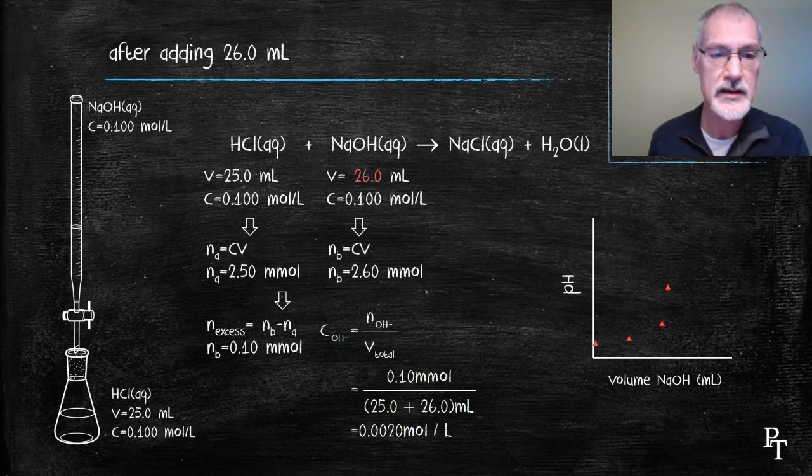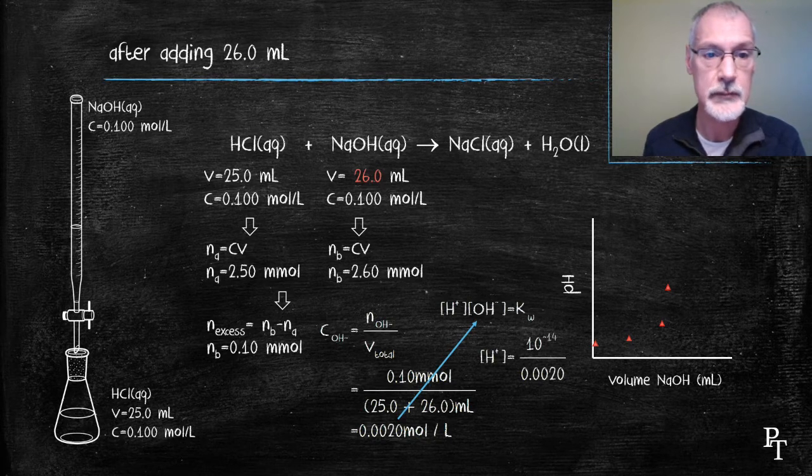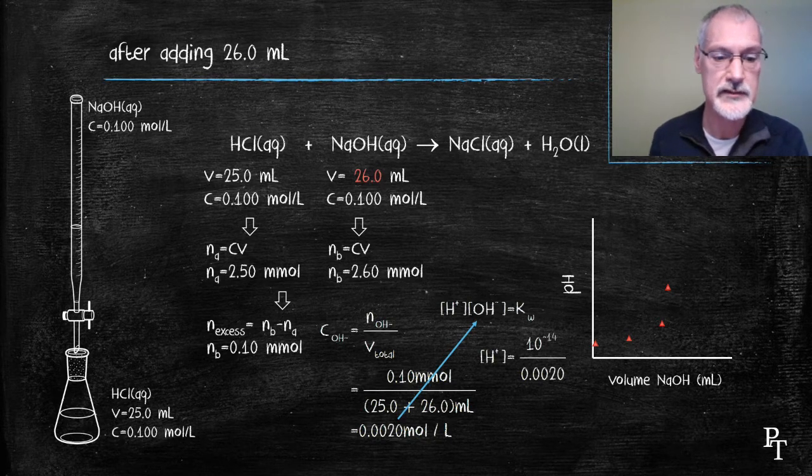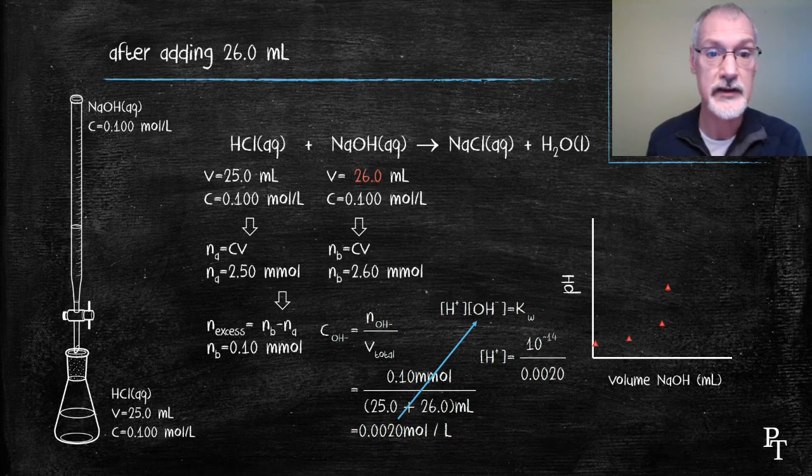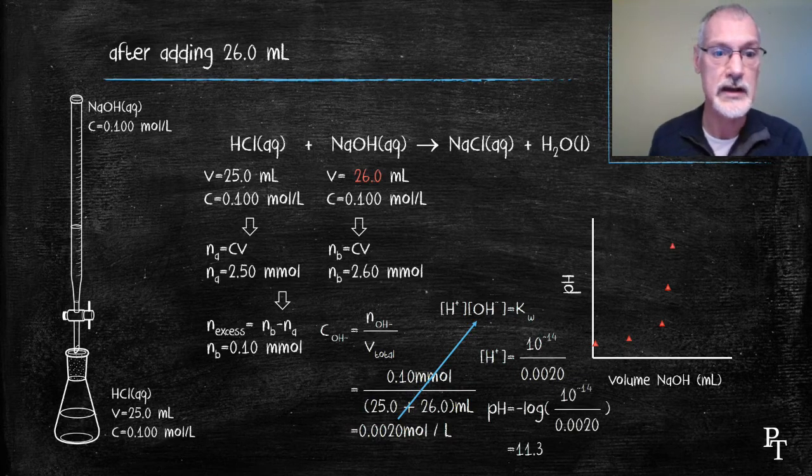Now, that's the concentration of the base particle. To determine the pH, I need the acid particle's concentration. So again, I'm going to turn to water's equilibrium constant to determine that. And rearranging that expression, I can get that the hydrogen ion concentration is 10 to the minus 14 divided by 0.0020. The negative log of that number gives me 11.3. That would be expected. The solution should now be basic, so the pH should be higher than 7. And I'll place that point on the graph.